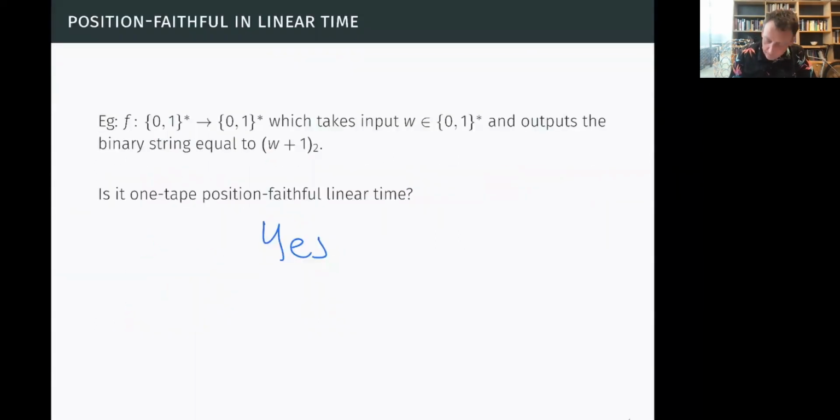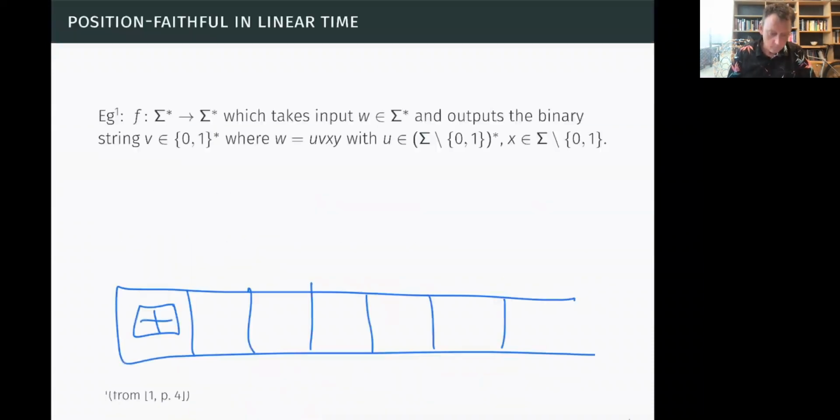So now let me give you another function. And I'm going to ask the same question, whether this function is computable using all these restrictions that I have. So the function has got an alphabet sigma, and it takes an input. And what it's supposed to do is output the binary string v, where the input is some prefix u, and then v, and then x, and then y. So u is not allowed to include 0, 1.